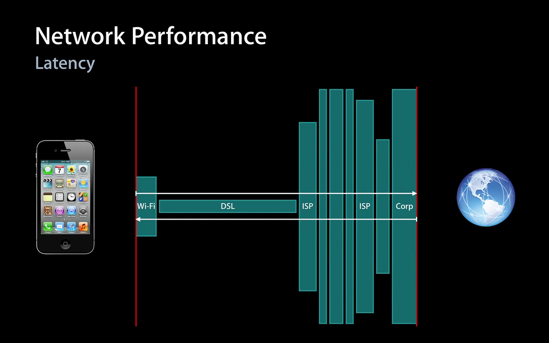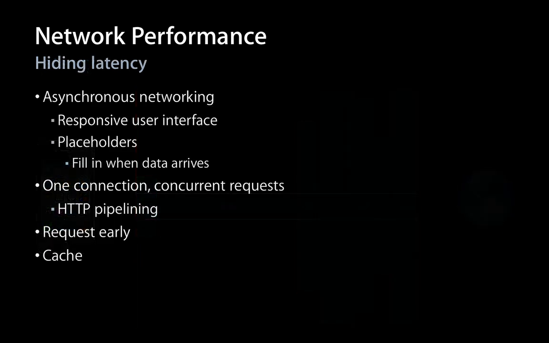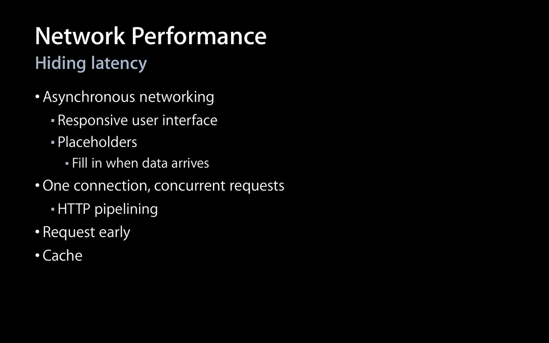Latency is one place where your application, if it's designed properly, can do a lot to hide a high latency network from the user. This is one place where you can make some huge performance improvements. So we're going to go over some techniques. The first and most important thing to do is make sure that all of your networking is performed asynchronously. It's really important that you provide a very responsive user interface while you have any networking operation going on.